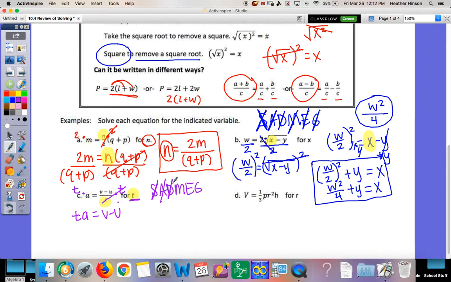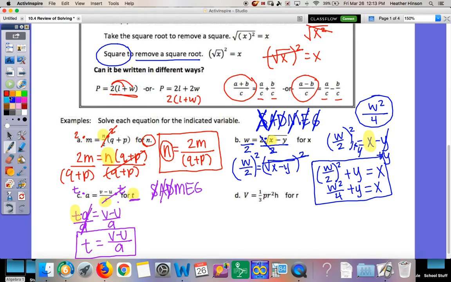Okay, so that was our division. So now our t is on the other side. So with that t, do we have multiplication? Yes, we have t times a. So how do we get rid of multiplication? We divide. So t equals, just bring this down, v minus u over a. T is by itself now, so we are done. Just get t by itself.